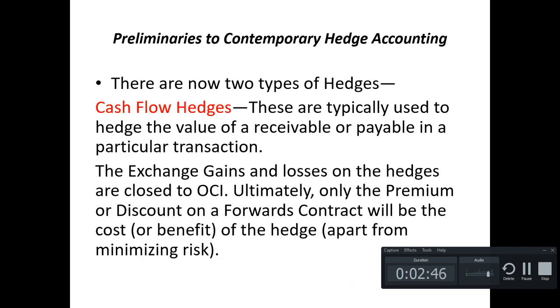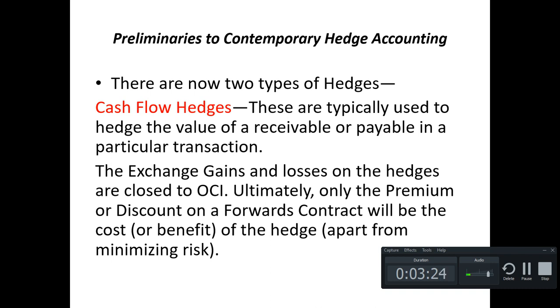Okay, there are now 2 types of hedges. I'm just going to do 2 more slides and stop. First ones are cash flow hedges. Now there are dozens of types of both these types of hedges you could come up with. But these are typically used to hedge the value of a receivable or payable in a particular transaction, like the transaction we just had. We sold something on credit and we hedged the cash on the receivable that we were going to get. Or we bought something on credit and then over the next 3 months we had to pay off a payable and we hedged the cost of the payable of getting the foreign currency. Those are typical cash flow hedges.